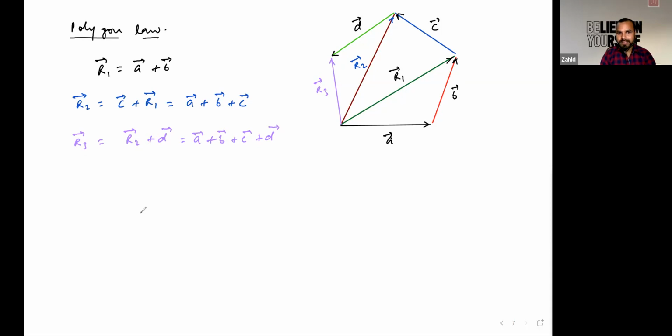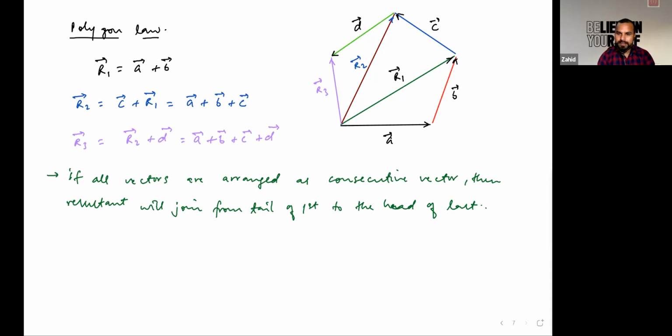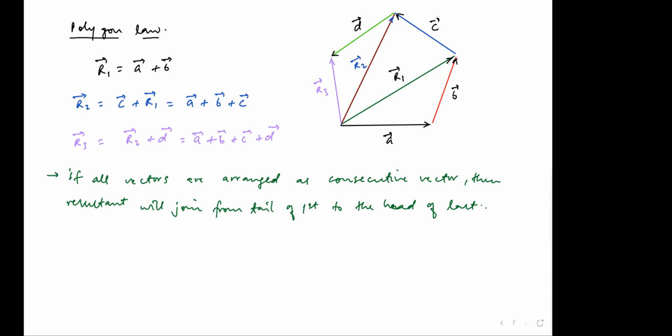So polygon law is nothing but the extended form of triangle law, in which if all vectors are arranged as consecutive vectors, then the resultant will join from the tail of the first to the head of the last. Is it clear, Samaya? Yes, sir. Just write it down.